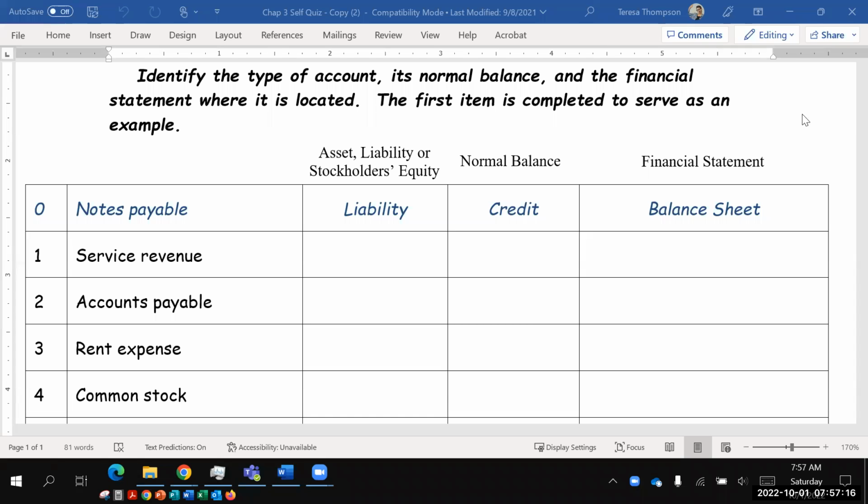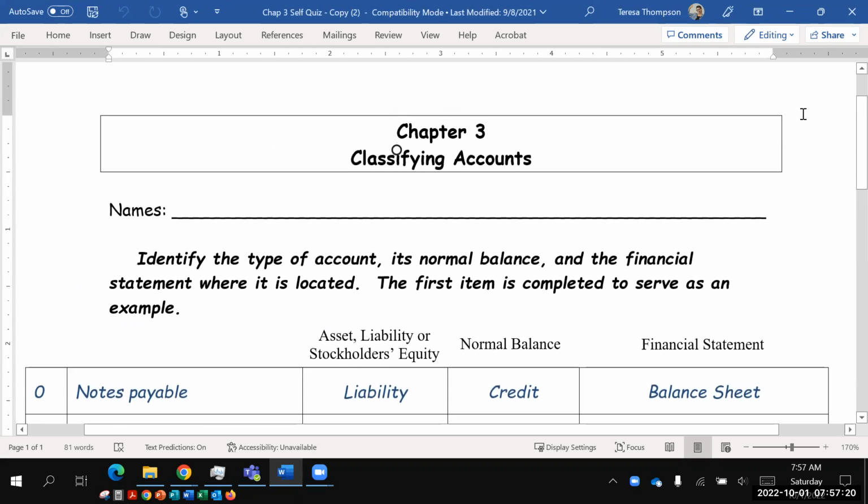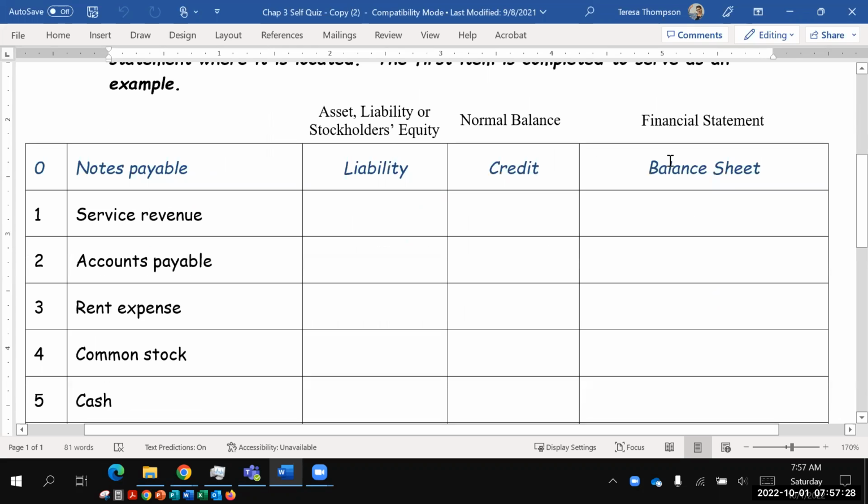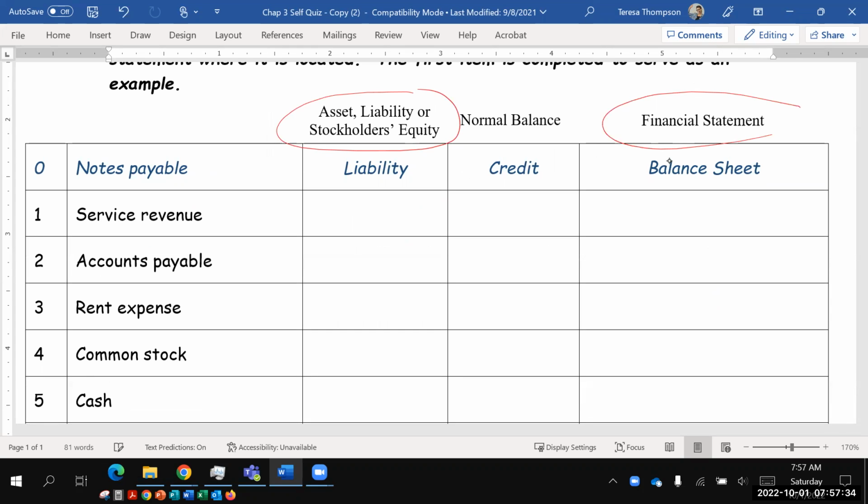All right, I hope you've taken a chance to try the chapter 3, I call it the self-quiz, just to make sure you're on the right track, right? This is good review of chapter 2 when we talked about the different items in the accounting equation, as well as financial statements. What's new is the normal balance. So it's a good mixing of old concepts and new concepts.